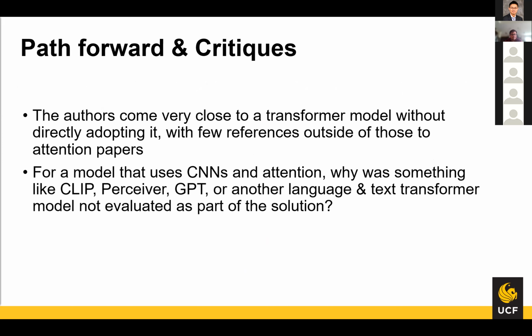On the path forward and some critiques, I thought that the authors came very close to a transformer model without directly adopting it, even though it was published in 2021, with few references to those types of architectures outside of the original attention papers. And for a model that uses CNNs and attention, I was kind of surprised that something like CLIP, Perceiver, or GPT transformer models weren't evaluated or even compared to.